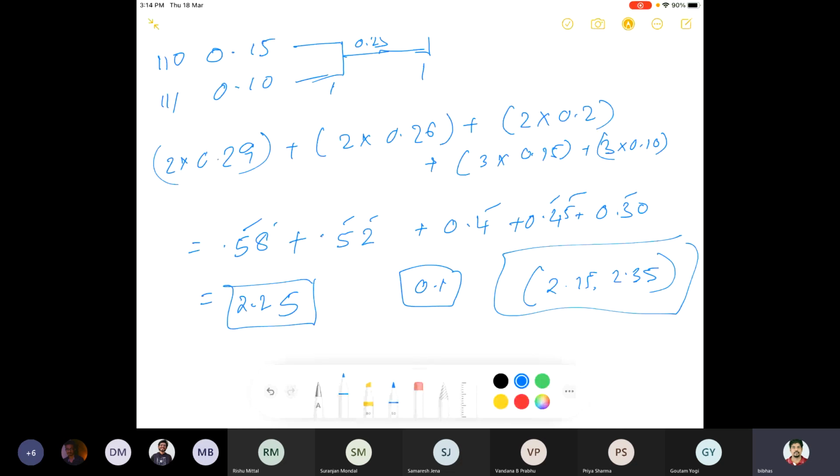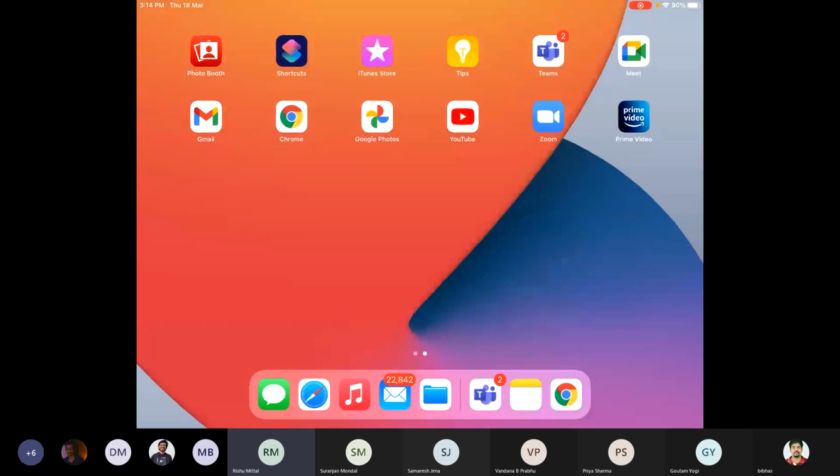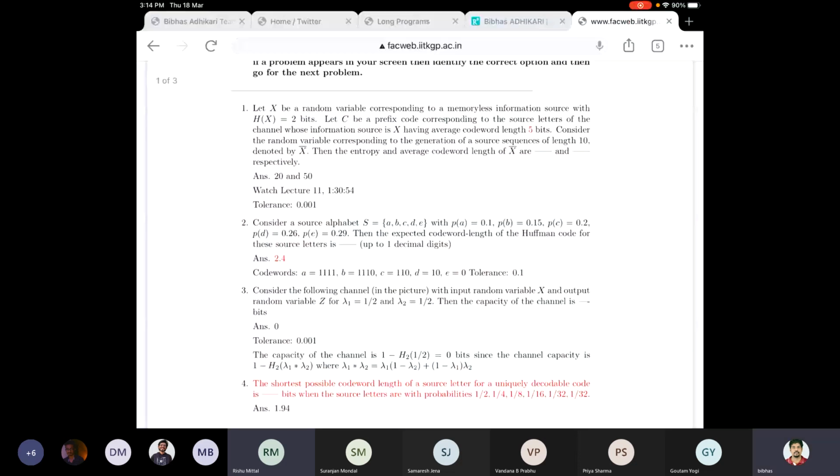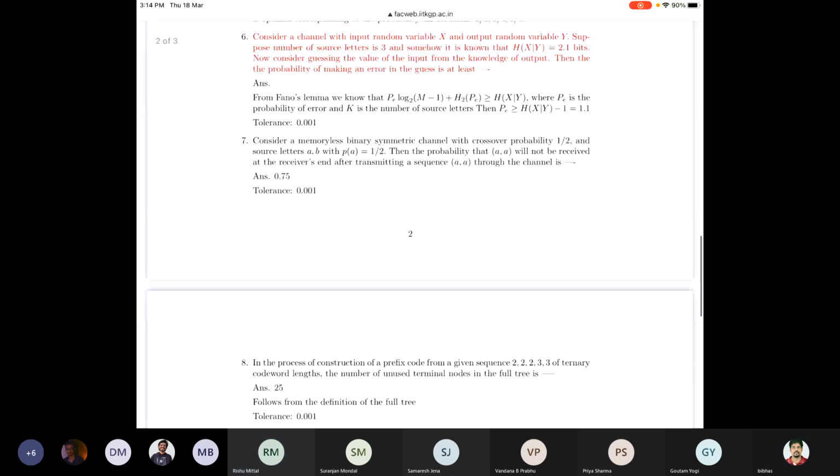Okay. Yeah, anything else? Sir, can you explain question number 8 once? Sir, in that the ternary code is given and we have to construct a prefix code and tell with which terminals. Where is that? Question number 8.